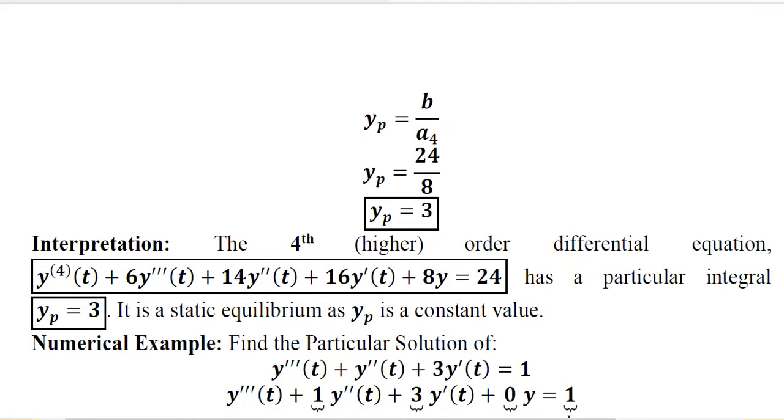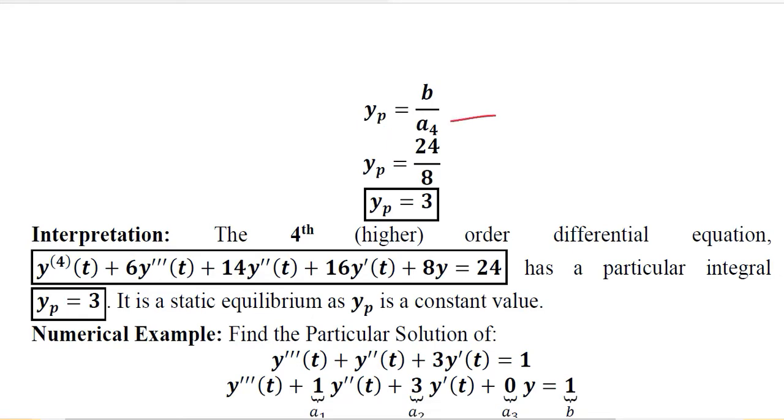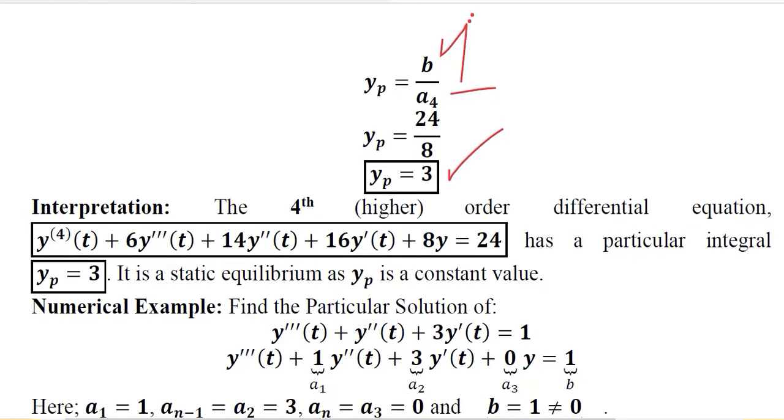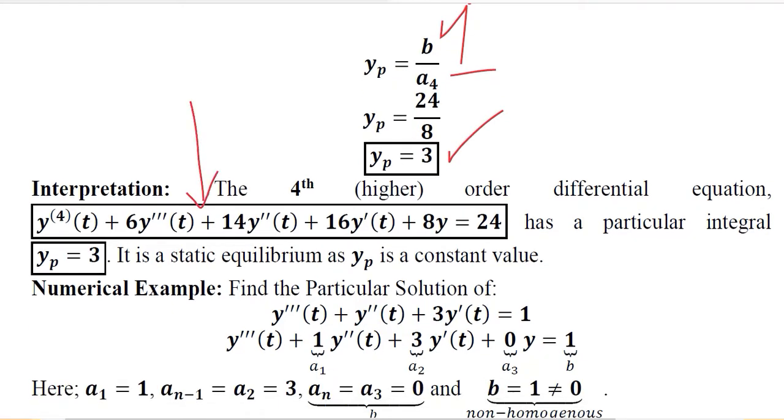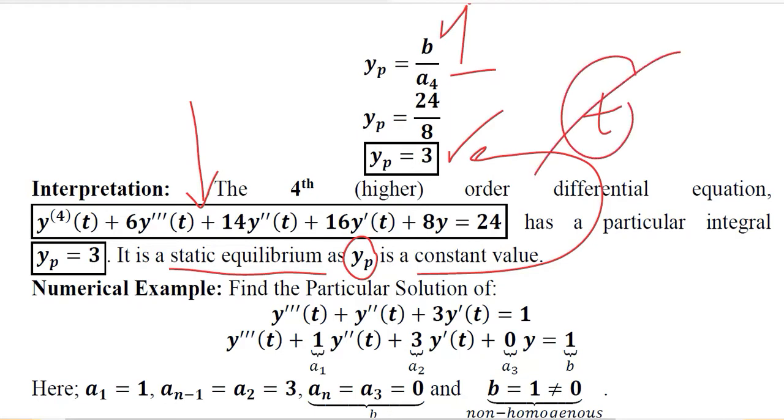So we will see the substitution, which is very easy. A4 and b, both of them are substituted and we finally get the particular integral of the given differential equation, which was this one. It is a static equilibrium because yp has a constant value. We can't see any t or any other variable in it.